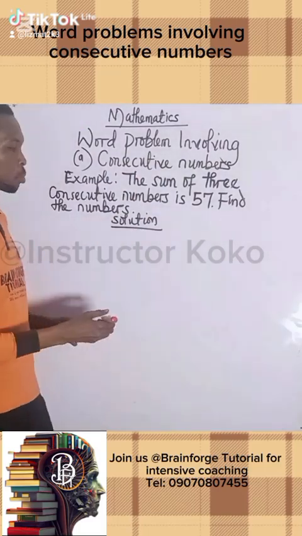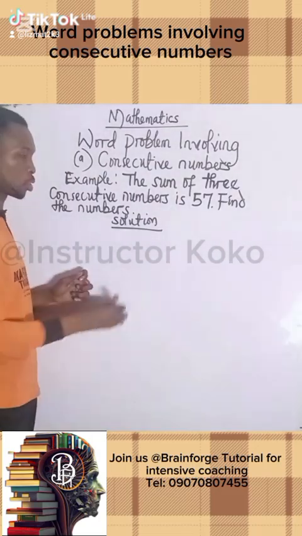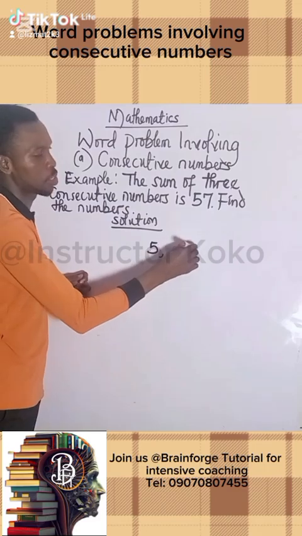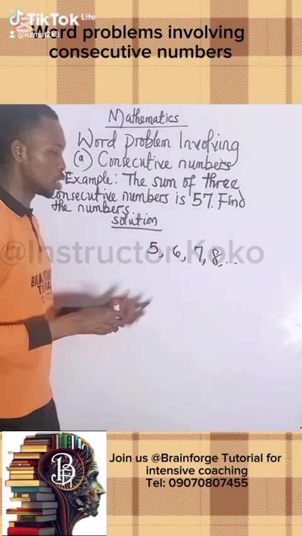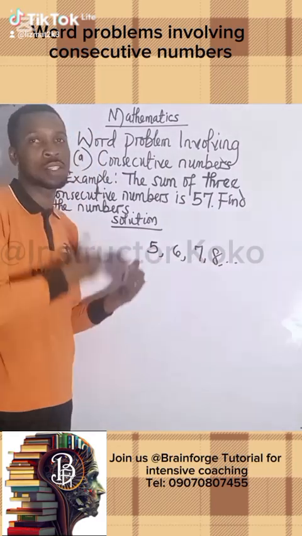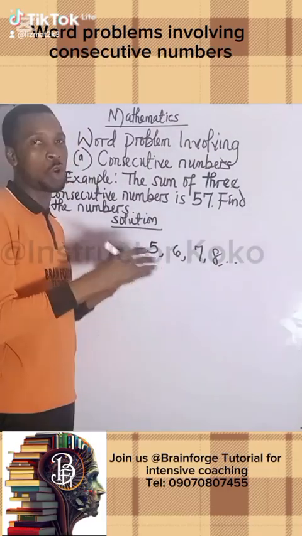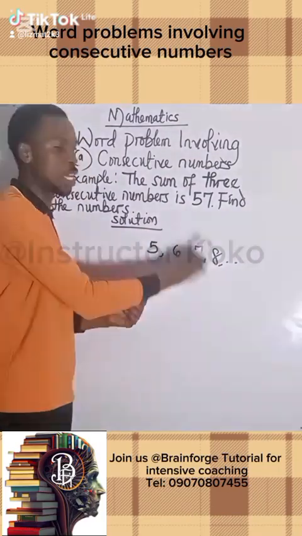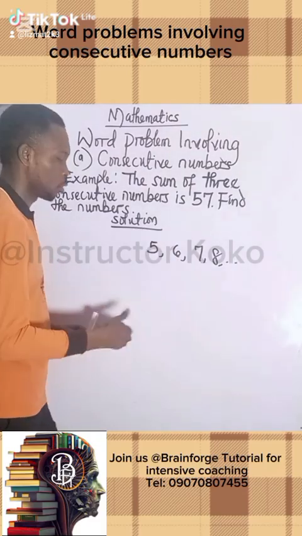Consecutive numbers. So I'm going to write a sequence of consecutive numbers on the board. Let's assume I have 5, I have 6, and I have 7, and I have 8, and so on and so forth. This is a typical example of consecutive numbers. That's numbers that follow each other without any interval or any large margin, like 5, 6, 7, 8. These are called consecutive numbers. So let us develop something.